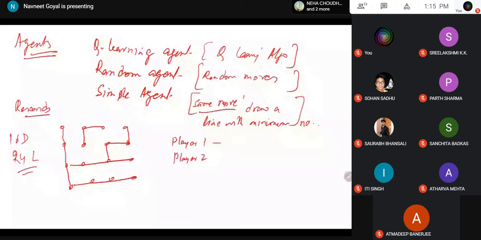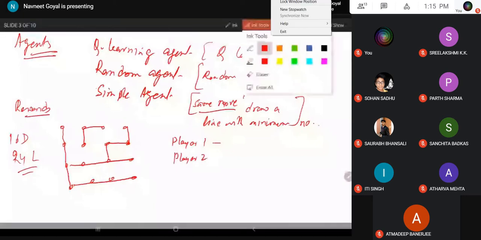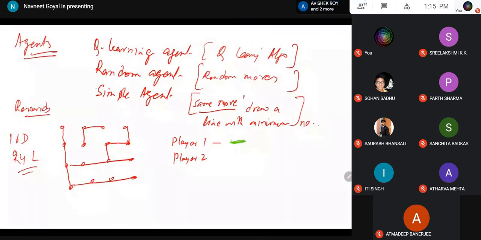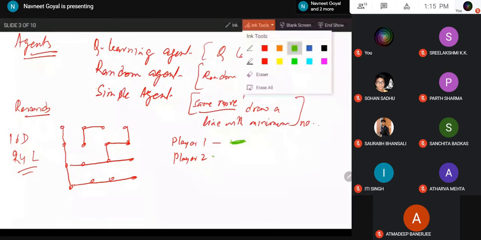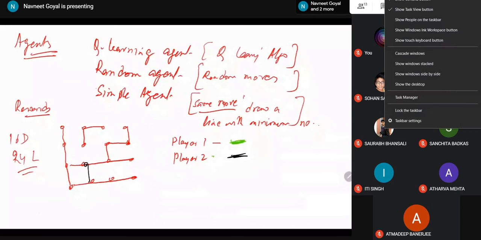Player 1 is using green ink and player 2 is using red. Suppose player 2 makes a move. What he does is he tries to draw this line here. He closes one box. As and when you close a box, you write your name there.